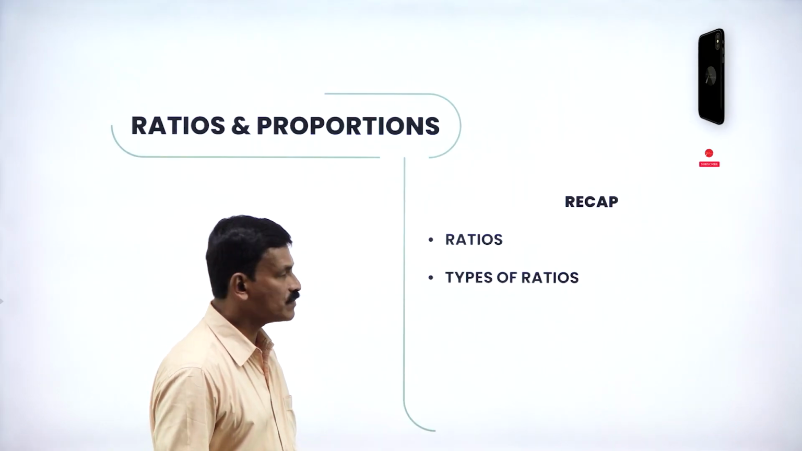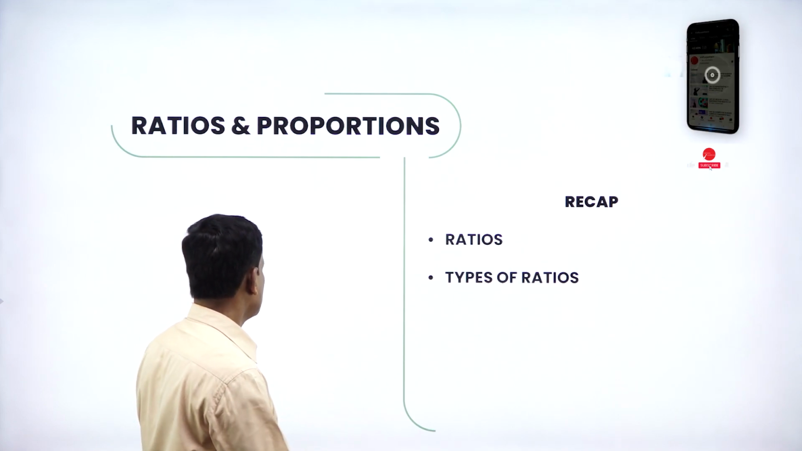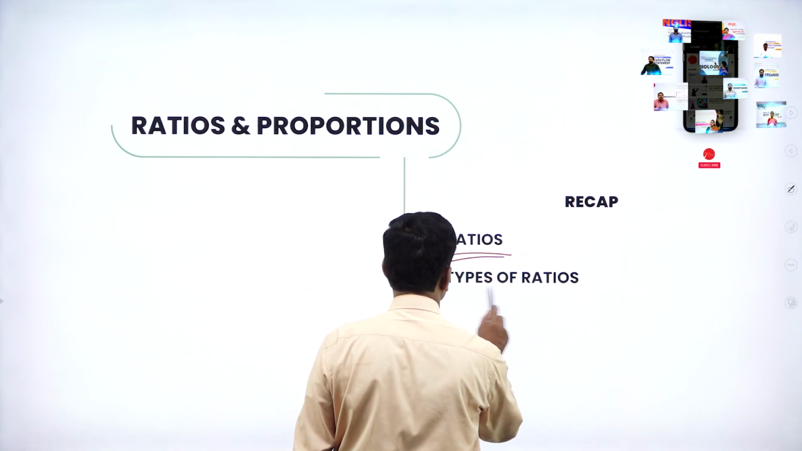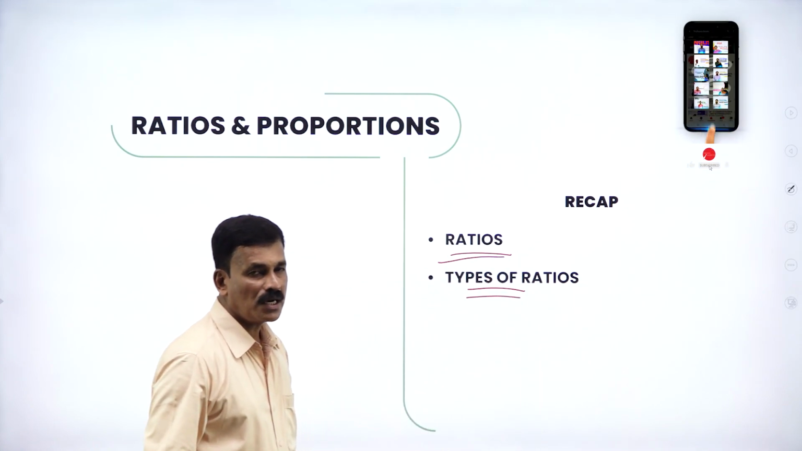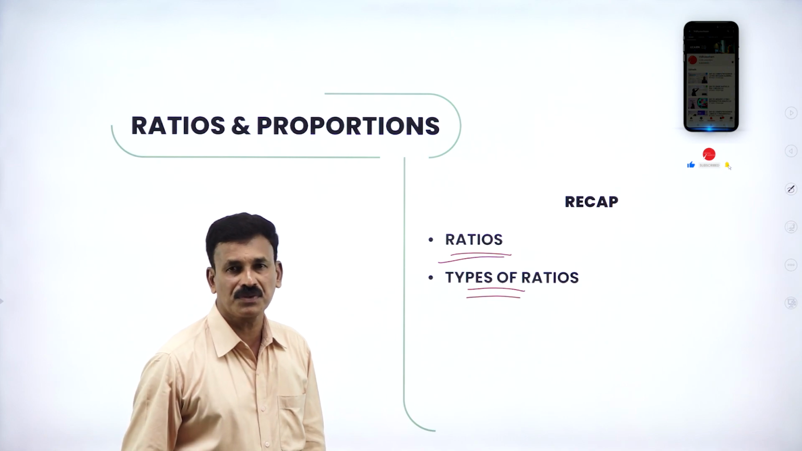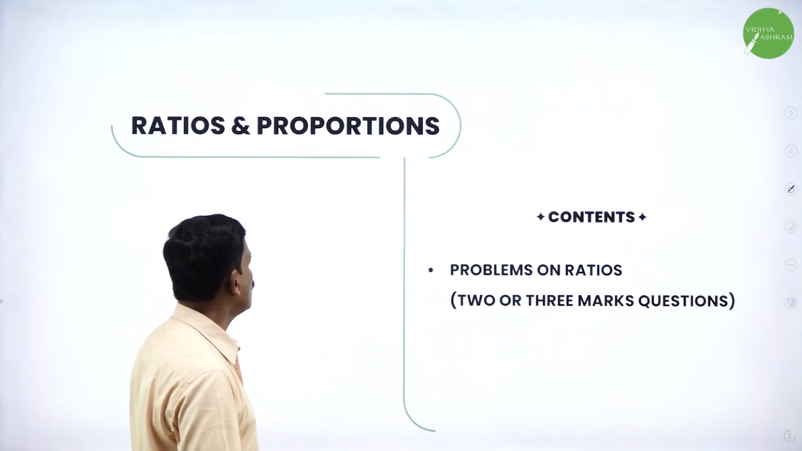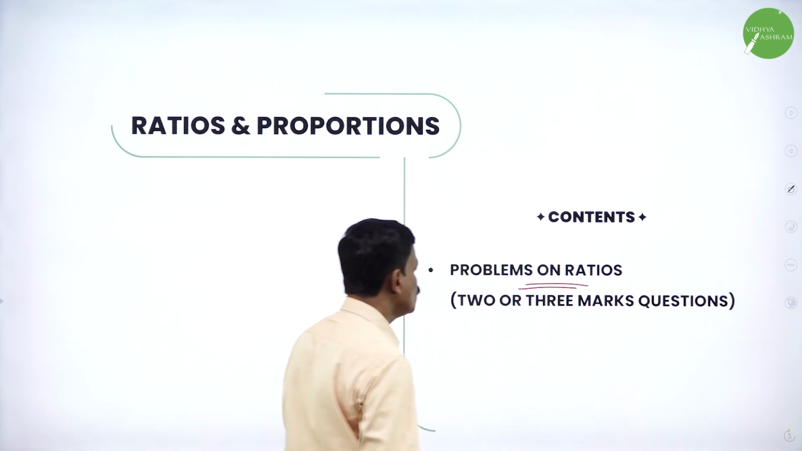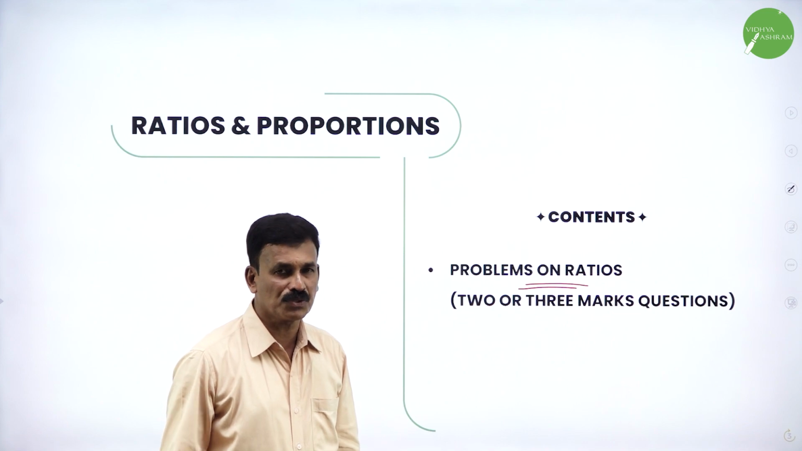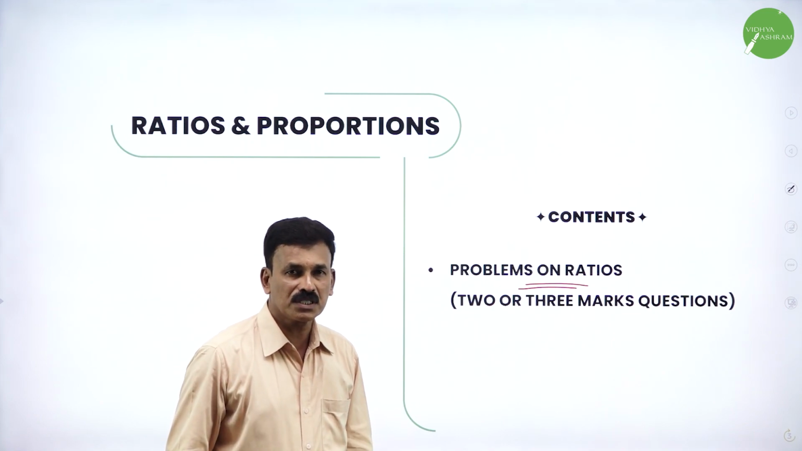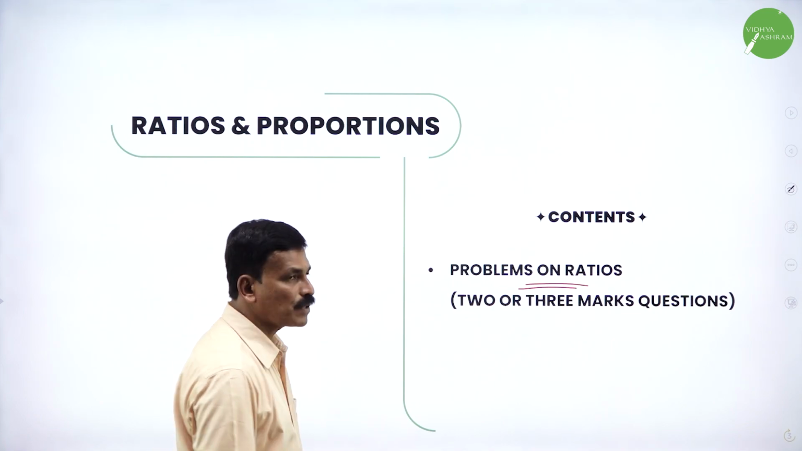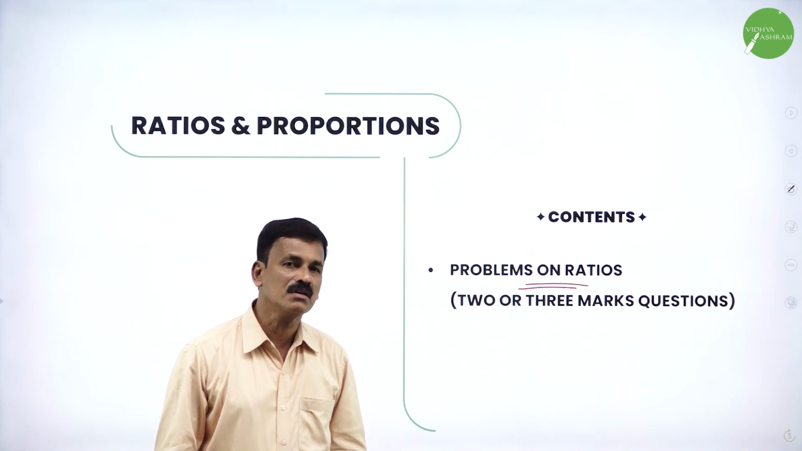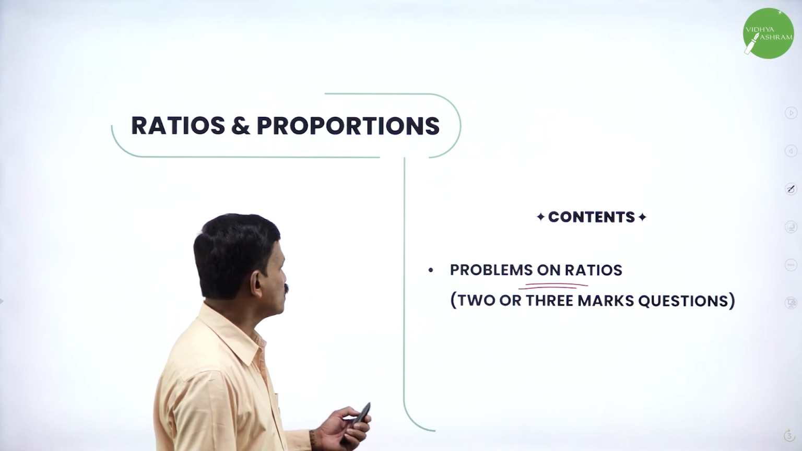So in my previous class we have discussed ratios, the different types of ratios, and problems based on the different types of ratios. Now today in this session I am going to discuss problems based on ratios. So 2 or 3 marks questions. You may expect one question from this concept, either for 2 marks or for 3 marks. So, problems based on the types of ratios which we studied in the last class. Now straight away, let us move to the first problem.